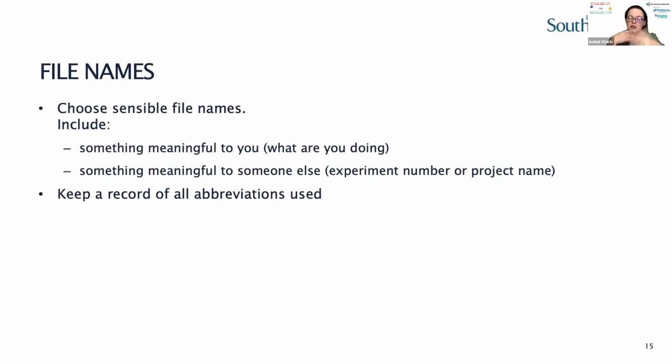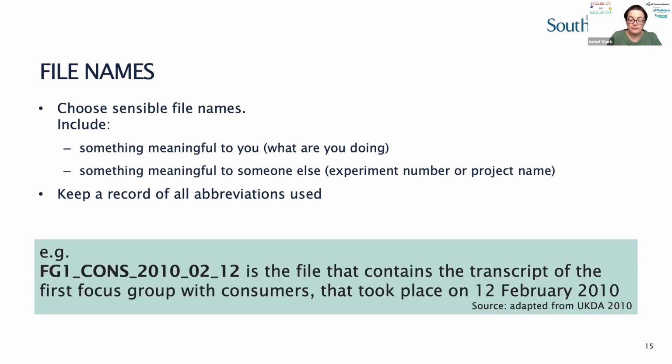So it should be something that's meaningful to you, but also hopefully meaningful to other people around you. Be that your colleagues, your manager, your underlings, so if somebody else were to look at it, they'd have a vague idea of what you're using. And do keep a record of abbreviations. So you don't have to spell everything out, but if you keep a record of abbreviations, it means that you'll be at least consistent, and it will help you when you have to do your Readme file when you finally deposit your data at the end.